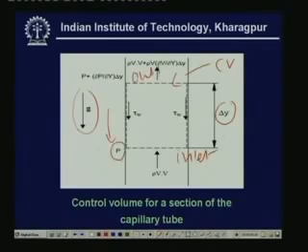At the inlet the pressure is P, at the outlet the pressure is P plus dou P by dou y into delta y. This is obtained by applying Taylor series expansion. Similarly at the inlet, rho V into V multiplied by the area is the momentum at the inlet, and this term multiplied by the area is the momentum at the outlet, and tau W is the shear stress acting near the walls.